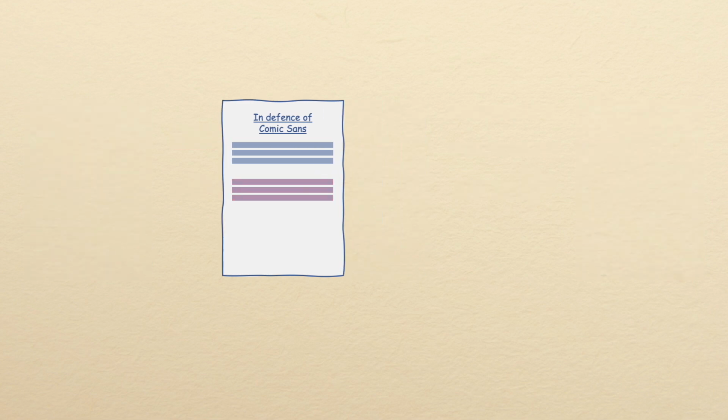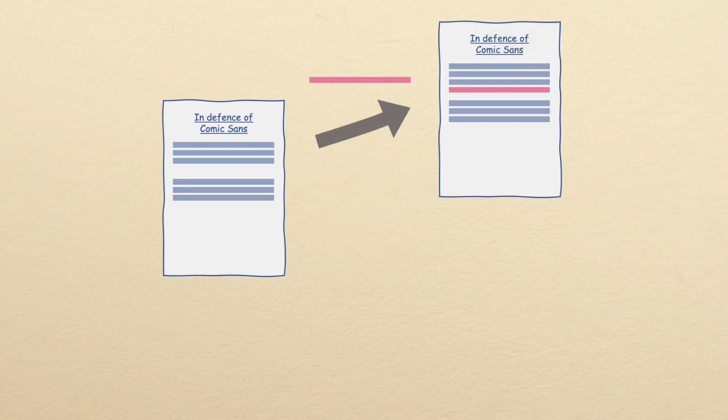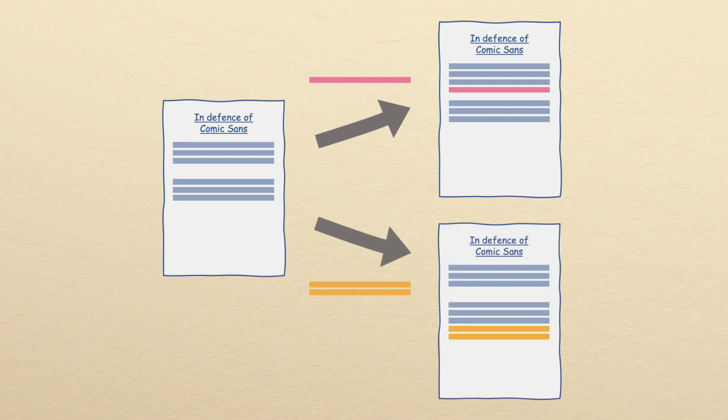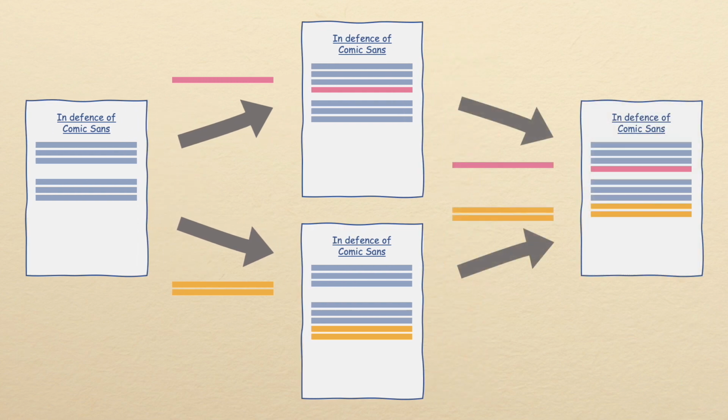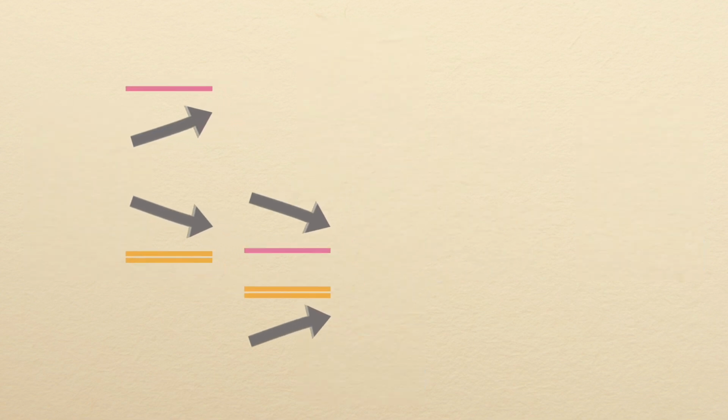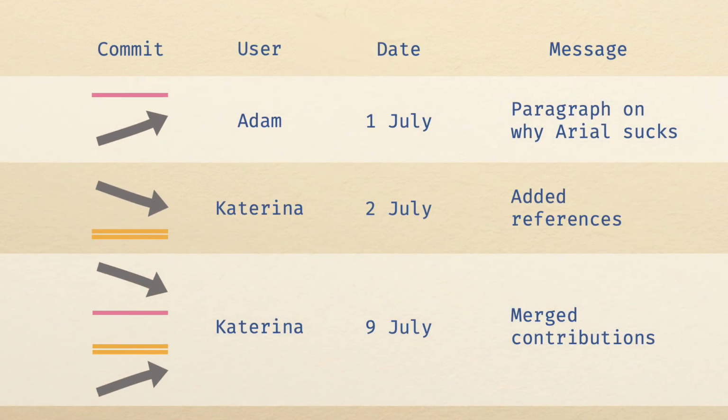In this way, multiple people can make changes. And as long as these changes don't conflict with each other, these changes can be merged. A version control system creates a permanent record of all changes to your document. Each change is called a commit, and you decide when that happens, and the system stores who made the change and when, along with a brief description of the change.